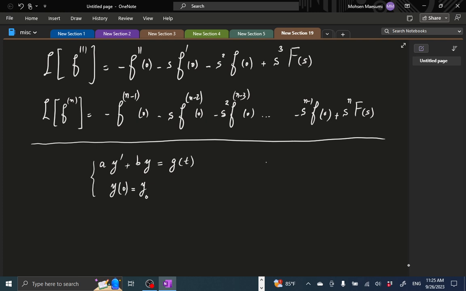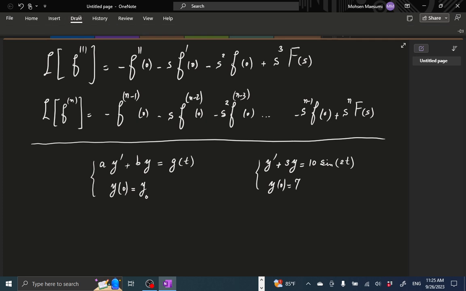So I could have y prime plus, say, 3y is equal to, say, 10 times sine of 2t, and y0 could be, for example, 7. That's what we are after. What do we do here?